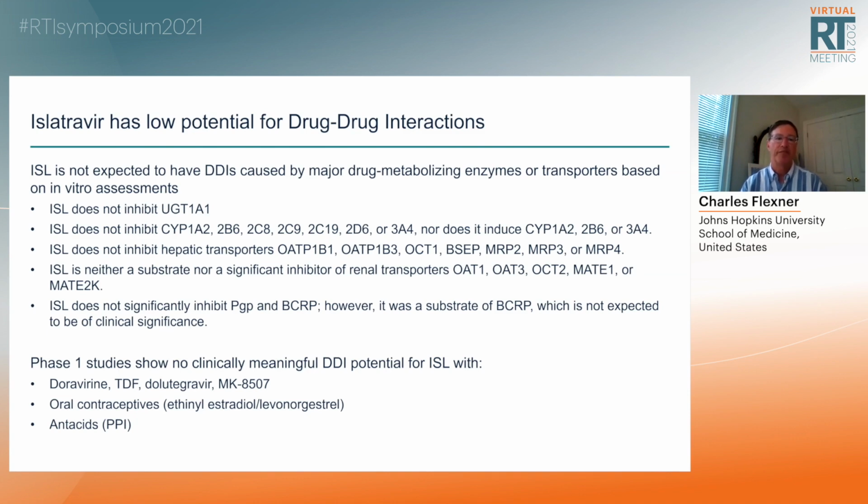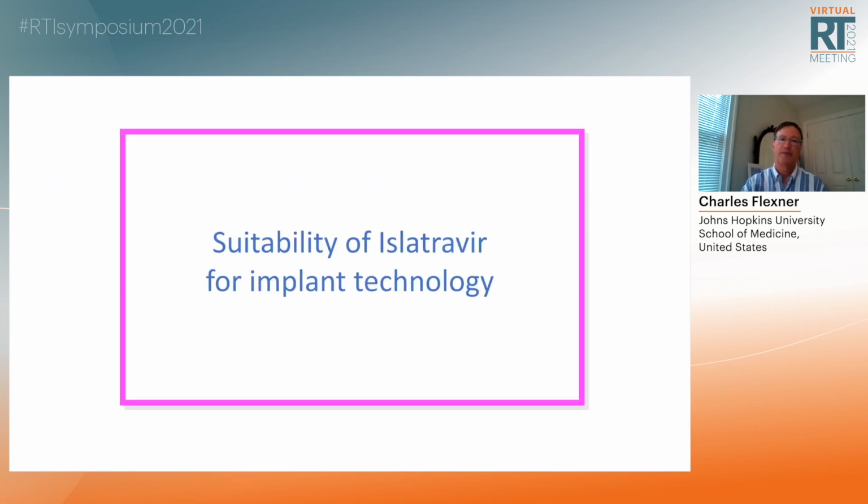Phase 1 studies have been completed now that show no clinically meaningful drug-drug interactions between Islatrovir and doravirine, tenofovir disoproxil fumarate, dolutegravir, or the NNRTI MK8507, which we'll talk about a little bit later. It also has no clinically meaningful drug-drug interactions with oral contraceptives, or with antacids.